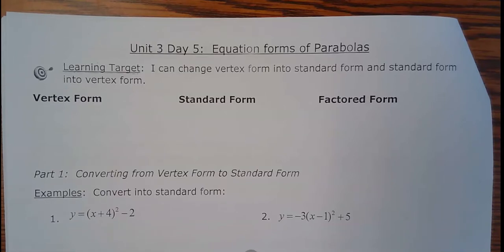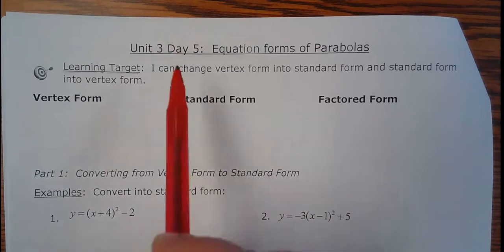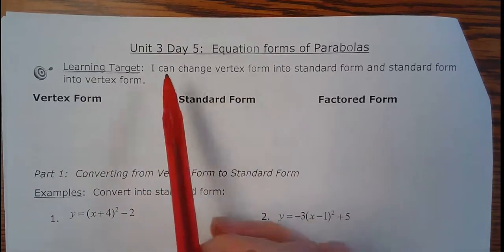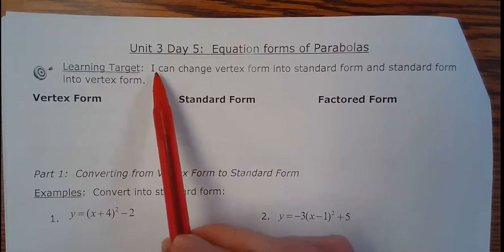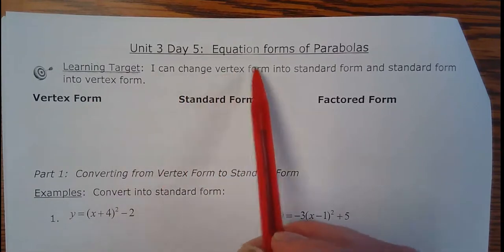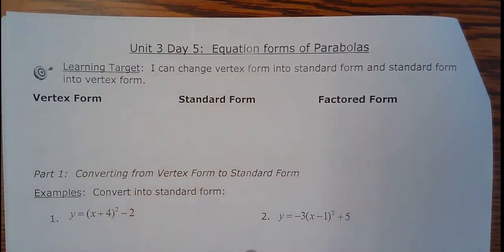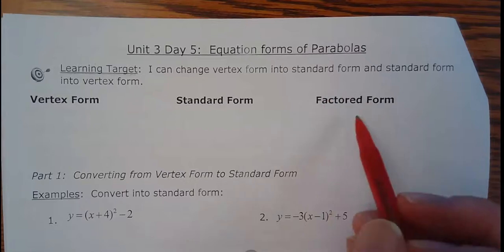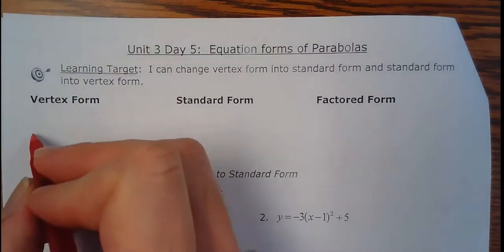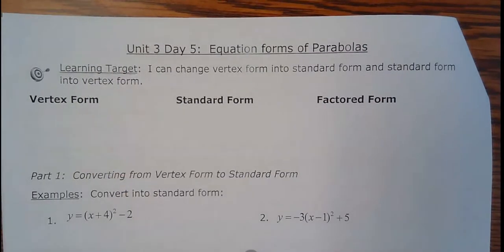So the equation forms of parabolas, we have three different equation forms. Our learning target is I can change vertex form into standard form and standard form into vertex form. You know, we go back and forth with that. And the way we do that is that we can do factored form also. So first off, just remembering, maybe pause and think for a second. Can you remember what vertex form looks like and what standard form looks like?